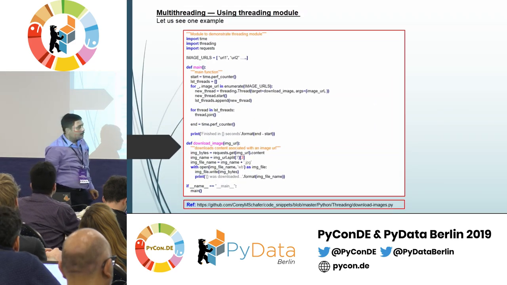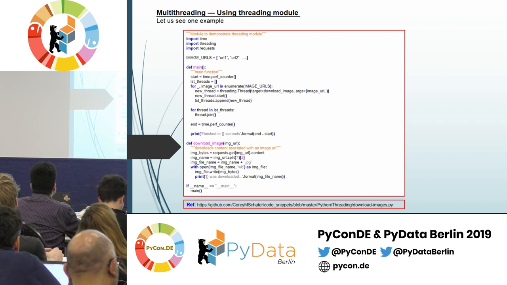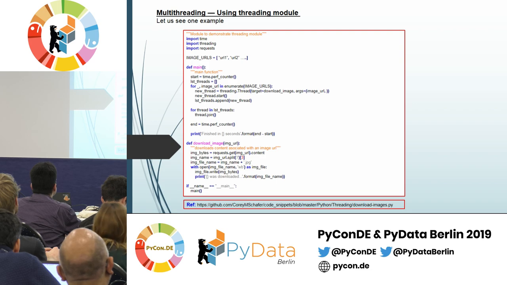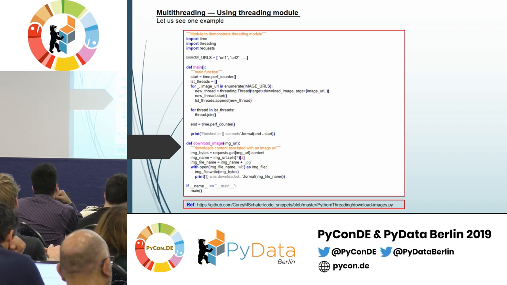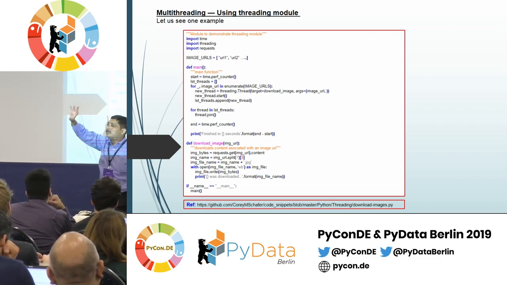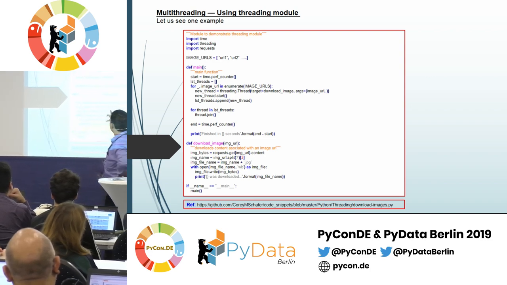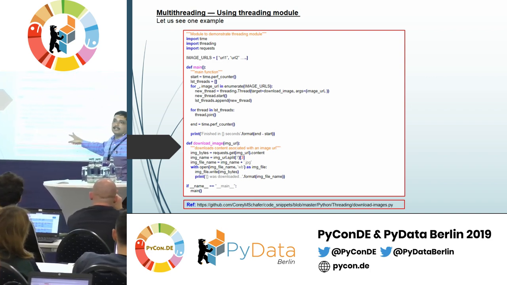Using the threading module, you can create a thread. So I am creating several threads to get a few images. Creation of a thread: threading.Thread, thread.start, and I am having a list here to keep those threads. Please remember that normally you will be joining the thread. Joining means you wait for the threads to complete. So create a thread, then do some activity inside the thread. What is the activity here? Download image. You can simply run the code and see.